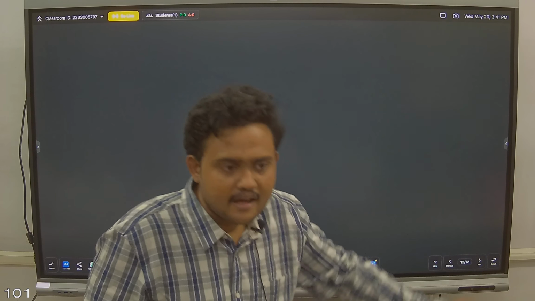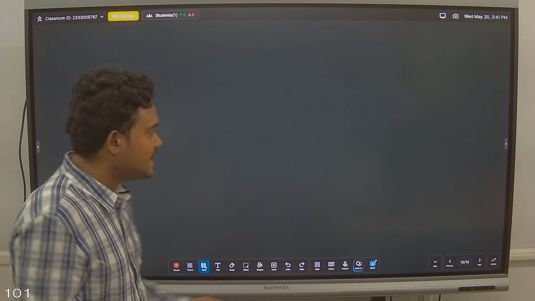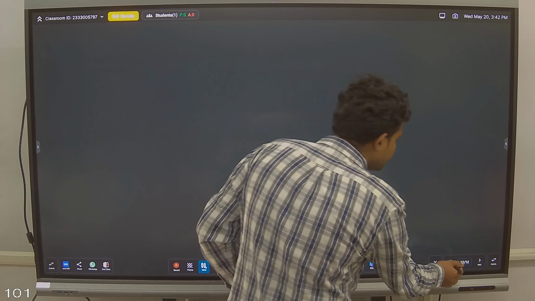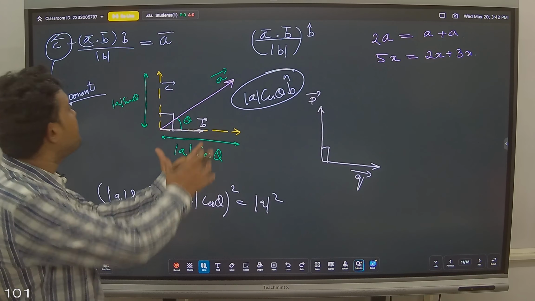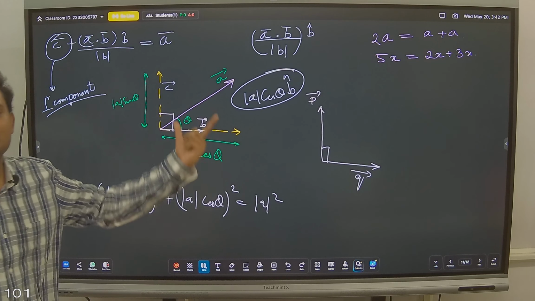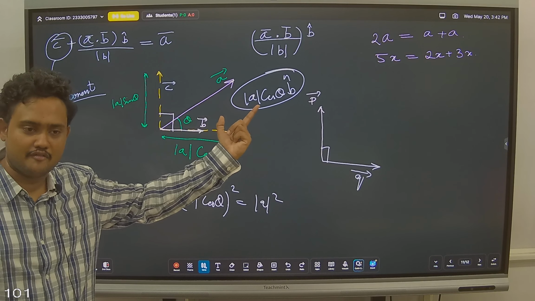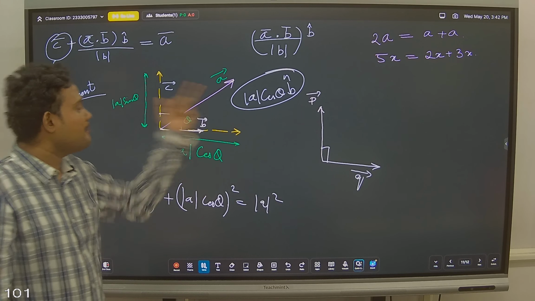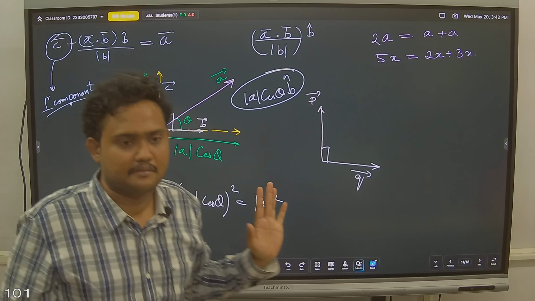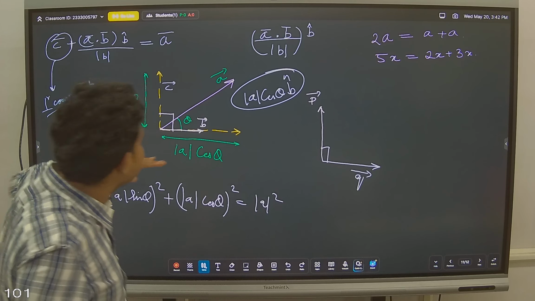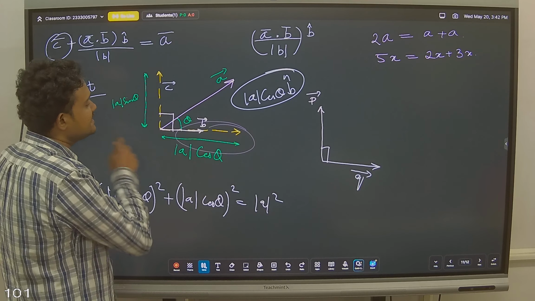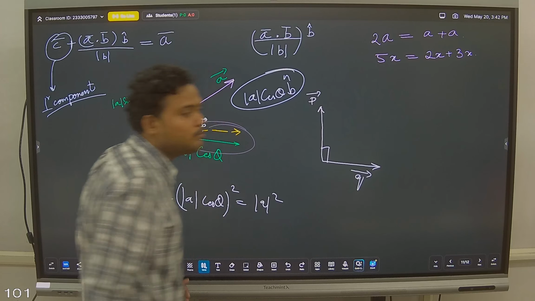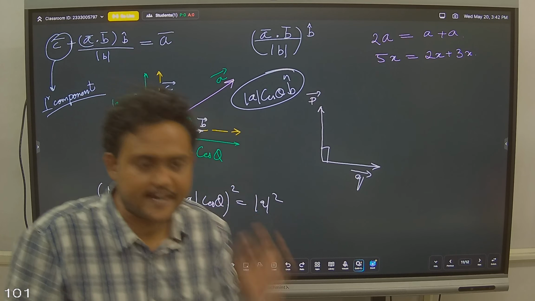So listen, I will say one more time. If you have a vector, a purple vector like this, now don't tell me if I change the color you won't be able to solve. If we have a purple vector which is the original vector and a certain direction, this yellow line here, this is the direction along which I want to resolve the purple vector.